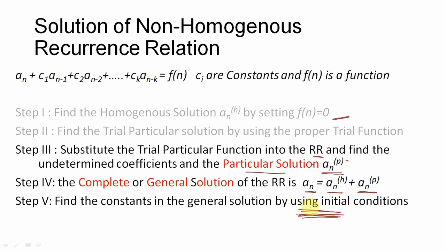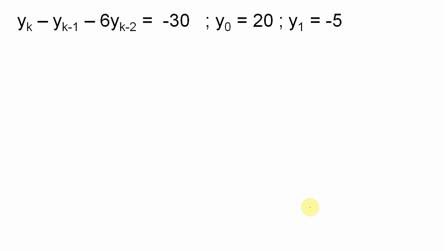Now, let's do one thing. Let's solve a simple example so that it will become clearer. Now, the recurrence relation that has been given to us is yk minus 1 minus 6yk minus 2 is equal to minus 30, and the initial conditions are given to us as y0 is equal to 20 and y1 is equal to minus 5. So, first of all, we will have to find the homogeneous solution.